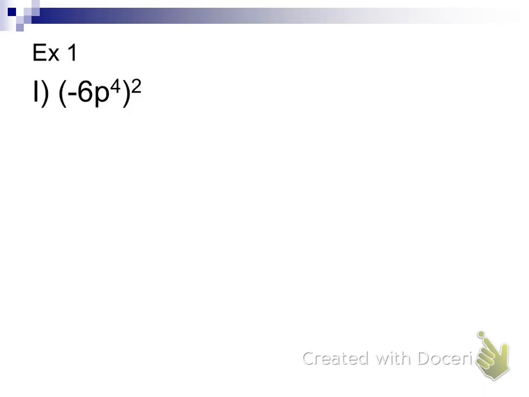All right. Here's example I. Go for it. 36p to the 8th power. 36p to the 8th power, I agree. So in this case, we need to take the negative 6 to the second and the p to the 4th to the second. Negative 6 to the second is negative 6 times negative 6, which is positive 36. And then for an exponent to an exponent of 2, you multiply the exponents. 4 times 2 is 8.